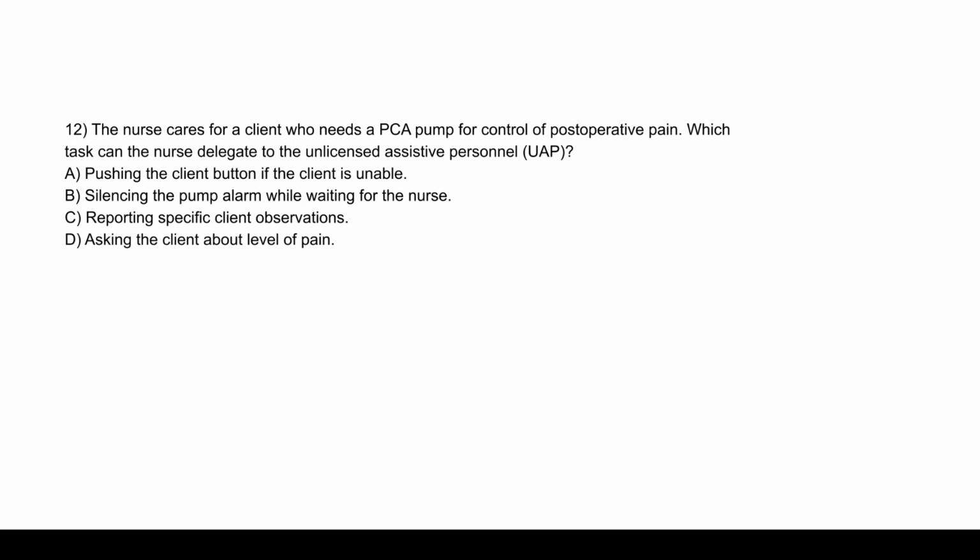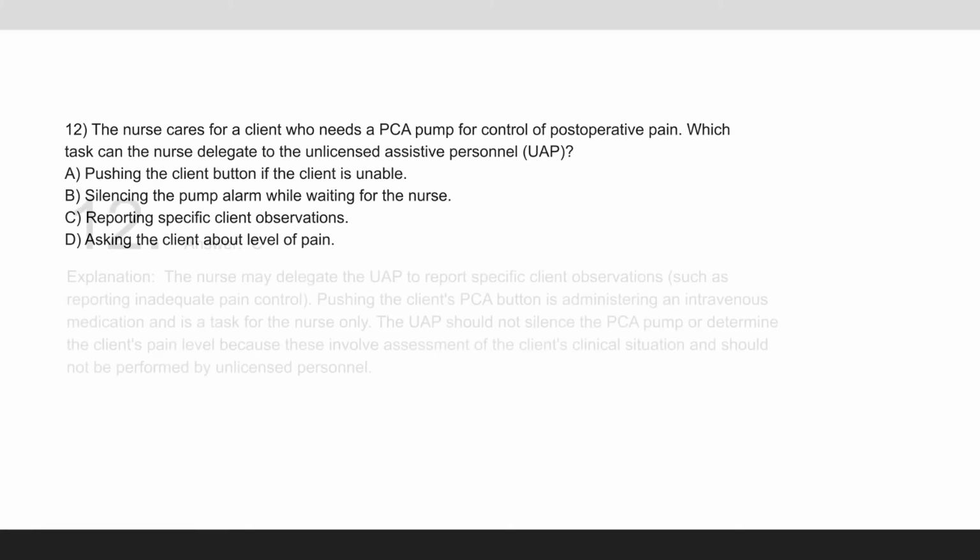Question number 12. The nurse cares for a client who needs a PCA pump for control of postoperative pain. Which task can the nurse delegate to the unlicensed assistive personnel, UAP? Option A. Pushing the client button if the client is unable. Option B. Silencing the pump alarm while waiting for the nurse. Option C. Reporting specific client observations. Option D. Asking the client about level of pain. And the correct answer is C.